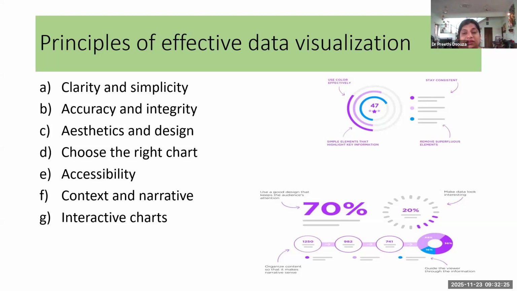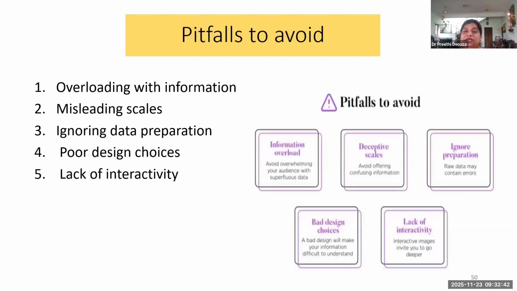Accessibility: see whether you can really see that particular thing. Visualization fast, context and narrative, and try to have interactive charts. Interactive charts always are very, very helpful. Okay, interactive charts. What are the problems that come when you're doing charts? Sometimes there is overload of information.